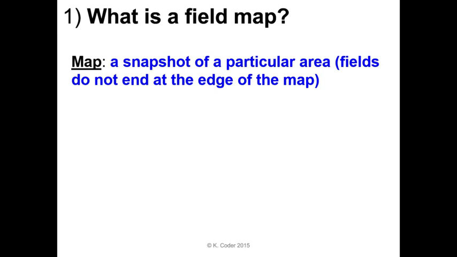So what is a map? A map is a snapshot of a particular area. Fields do not end at the edges of the map. In other words, it's just a snapshot of a small area, and if we could zoom out on a paper map, it would show other areas as well.